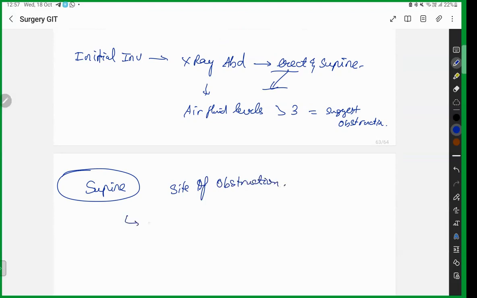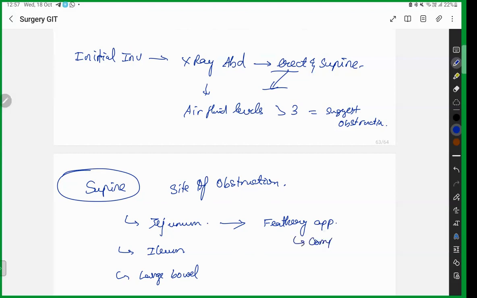So whether it is present in the jejunum, or in the ileum, or in the large bowel, I will be able to differentiate it with the supine X-ray. How am I going to differentiate? If it is jejunum, I am going to get a feathery appearance. A feathery appearance is going to suggest a complete volvulus.